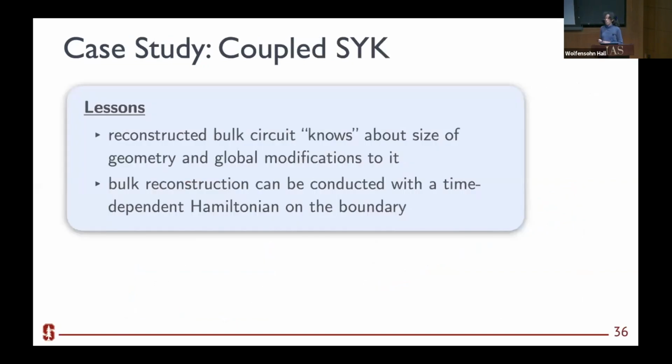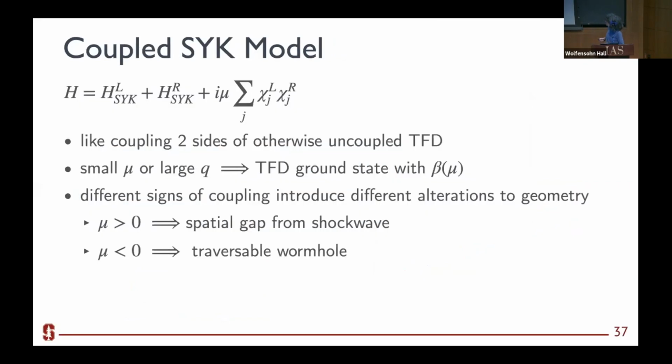But now we can examine altered geometries that occur in the coupled SYK case. For the coupled SYK model, the setup is simply that we have 2 copies of an SYK model denoted by left and right, as well as a coupling between them. Depending on the sign of the coupling, we're going to get different alterations of the geometry. For mu greater than 0, we're going to get the shockwave geometry with a spatial gap. And for mu less than 0, we're going to get the traversable wormhole geometry, and we're going to be looking for signatures of the topological changes to this geometry.